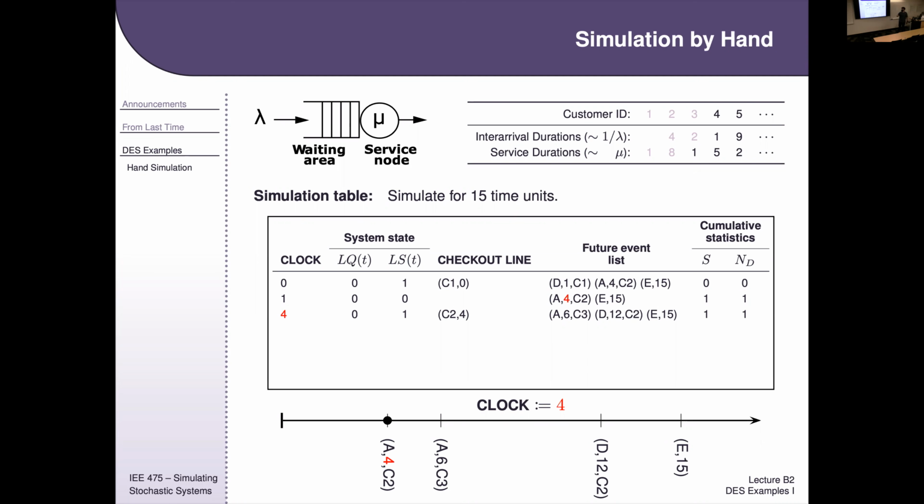Before we move on to the next row, where things get really exciting when someone arrives while the server is busy. Yeah. There's a great question. So the question here for those online who can hear is, is there a reason for the ordering of departures and arrivals in the future event list? Does anybody have an answer for that or a guess for that?